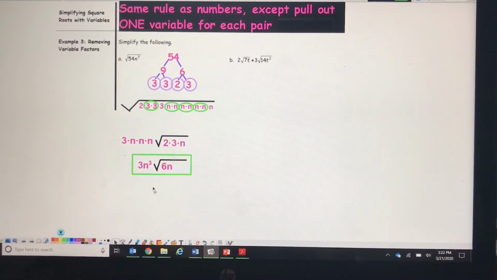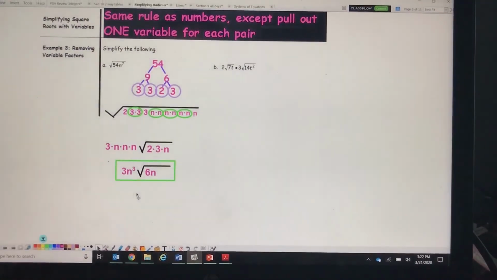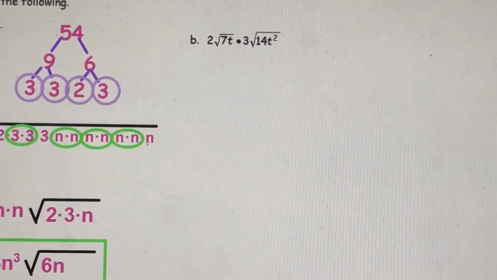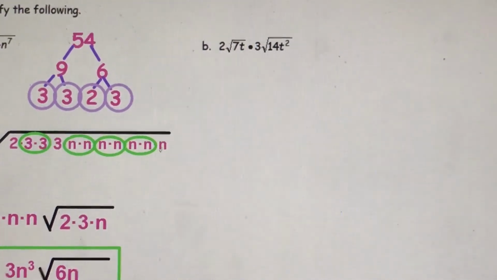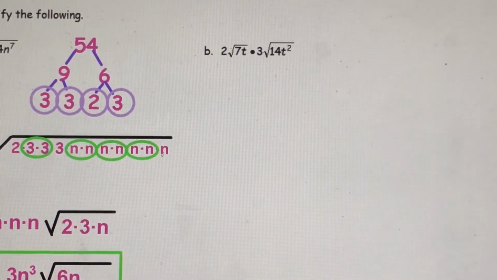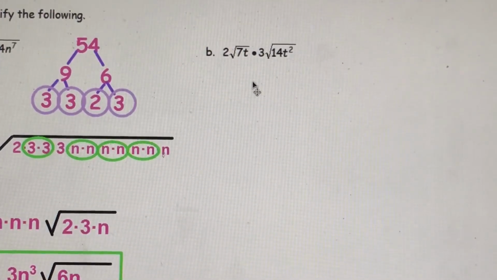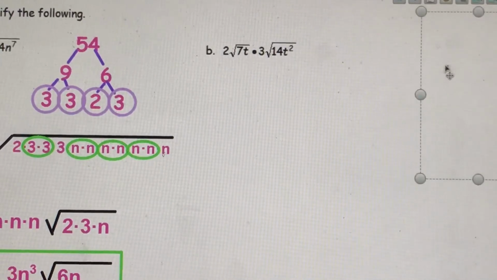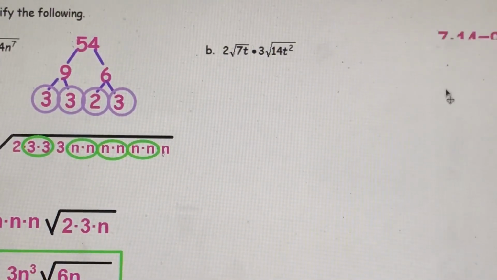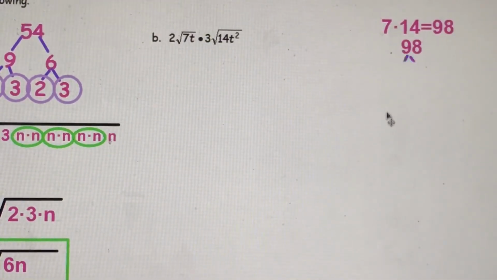Let's take a look at B. You guys ready? While it might look a little bit more challenging, there's just one extra step that comes into play now. If you take a look at our problem here, there is a number outside as well as inside. Remember from our previous examples that I'm going to treat those as coefficients, and I'm going to multiply what's outside by each other. If you'd like to, you can also multiply the 7 times the 14 to get 98, and then you can do your factor tree with 98.